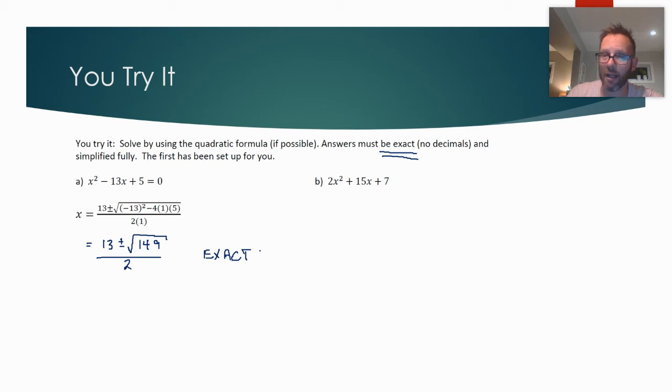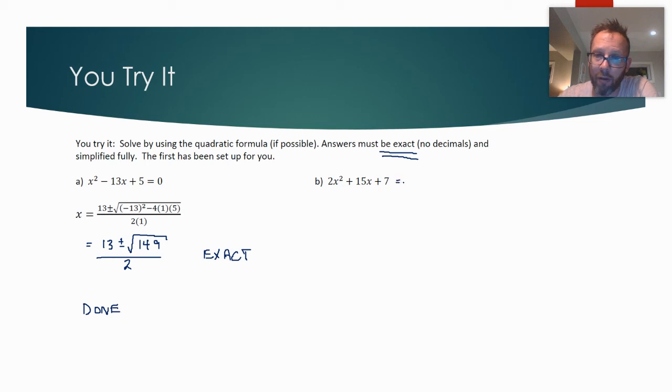Now it is worth checking, are there any perfect square numbers that go into 149? My knee-jerk reaction was to say there aren't, but all of a sudden I'm doubting myself. But no, there aren't. That can't be simplified anymore using our rules. This one is done. Those are the roots. 13 plus the root of 149 over 2, and 13 minus the root of 149 over 2. Exact roots. We're done. Let's do the second one.